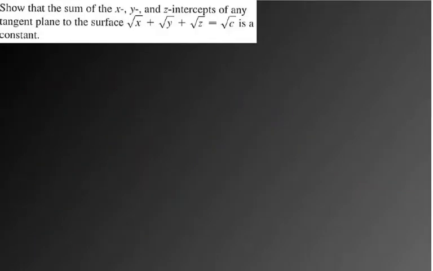All right, so for this one, we've got to show that the sum of the x, y, and z intercepts of any tangent plane to this surface is a constant. Okay, so we're going to have to get a tangent plane at an arbitrary point, which I'm just going to call x sub I, y sub I, z sub I.